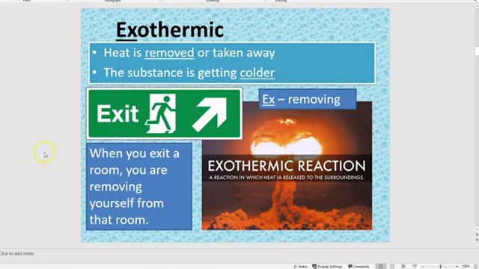Exothermic reactions, just like an exit sign, exo means to leave, exit, or be removed. Thermic is heat, so out beside that word, please write exo, exit, therm, heat, so therefore heat is removed or taken away. Therefore, the substance, if you remove heat, it will get colder. These are called exothermic reactions.